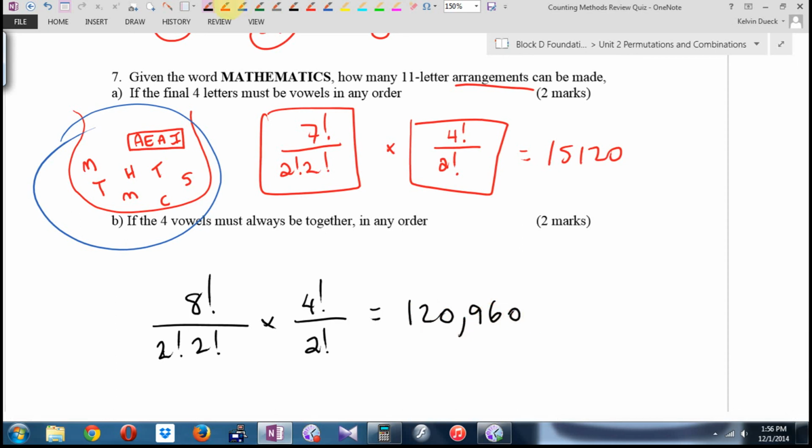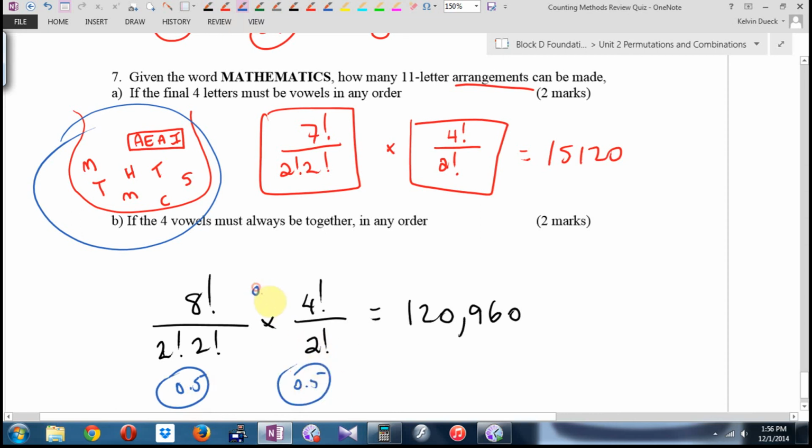By the way, I would probably give you half mark for that, half mark for that, half mark for timesing, half mark for the answer, and same with the previous one. We haven't done the mystery question yet.